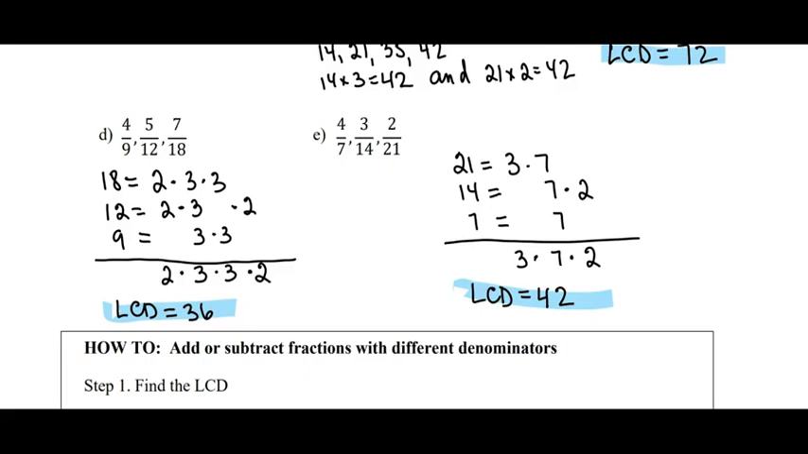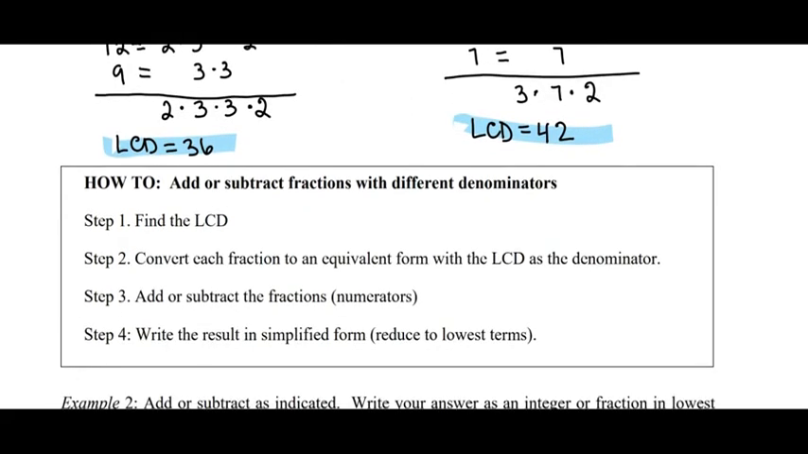So we will use our skill that we learned about equivalent fractions. So we'll have to figure out the multiplier to get to the new fraction. But before that, now we're ready for our formal rule, how to add or subtract fractions with different denominators. Step one, find the LCD. This is what we just did. That's the reason why we spent so much time on step one. Find the LCD. Step number two, convert each fraction to an equivalent form with the LCD as the denominator.